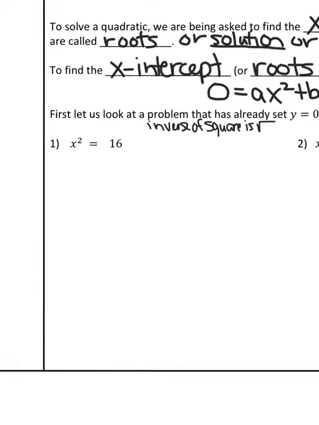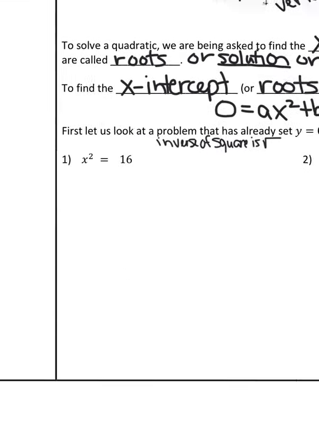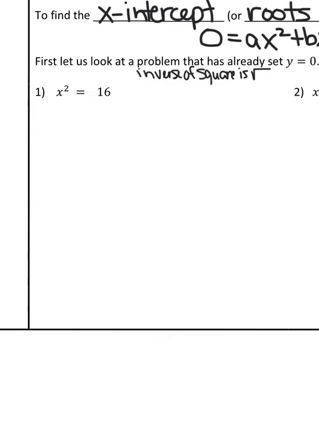Up at the top, we were doing inverse operations. The opposite of minus 12 was plus 12, and the inverse of multiply by 4 is divide by 4. So it's that same idea in solving. Here, we're still going to be using inverse operations.